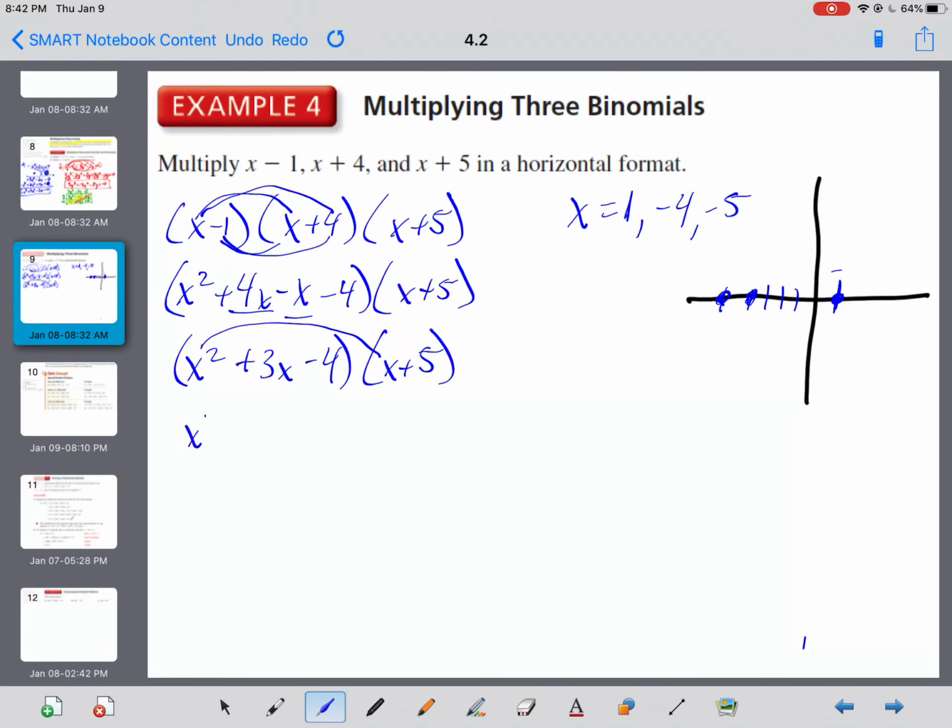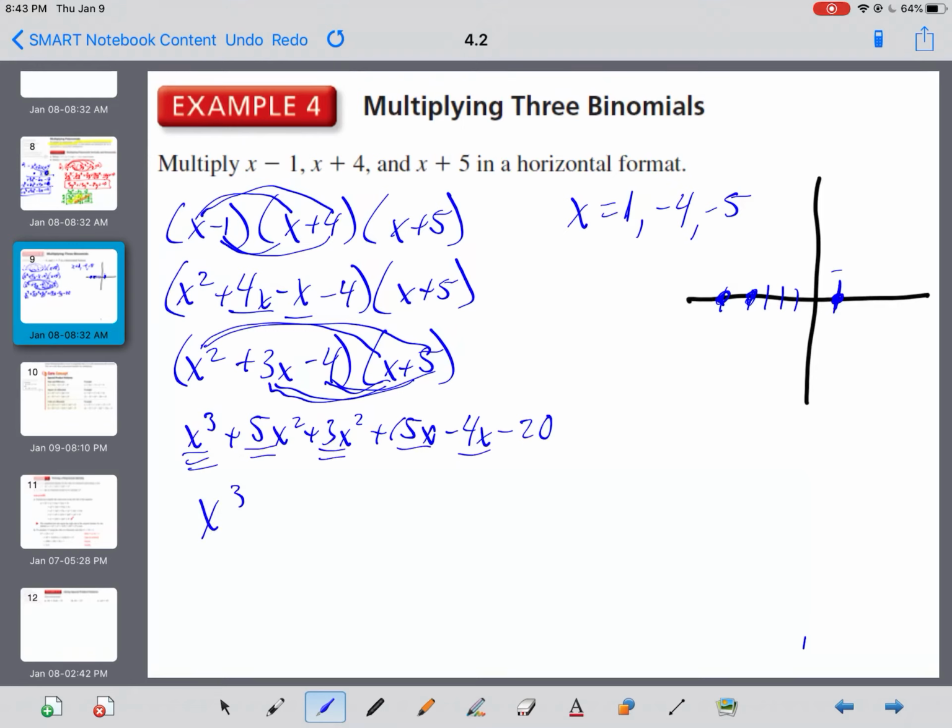X squared times x is x to the third. X squared times 5 is 5x squared. 3x times x is 3x squared. 3x times 5 is 15x. Negative 4 times x, negative 4x. Negative 4 times 5 is negative 20. 3 things, 2 things, 2 things, 1 thing, 1 thing. Oh, they're right next to each other. So x to the third plus 8x squared plus 11x minus 20.